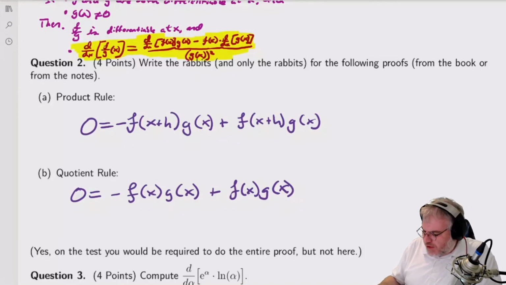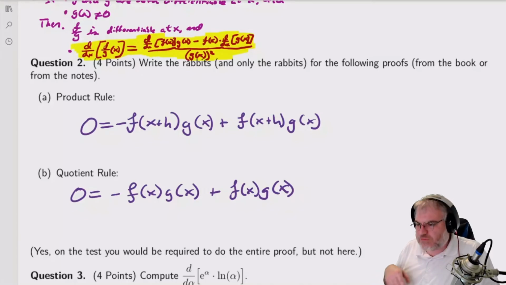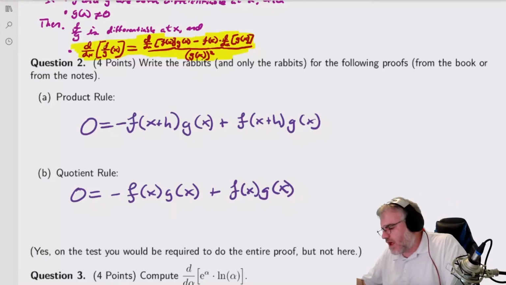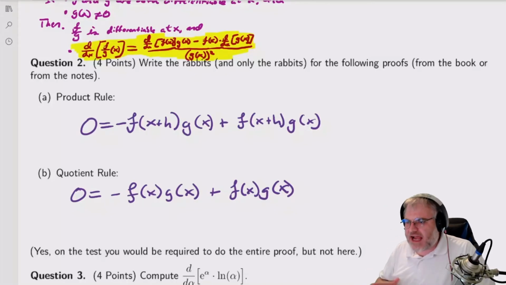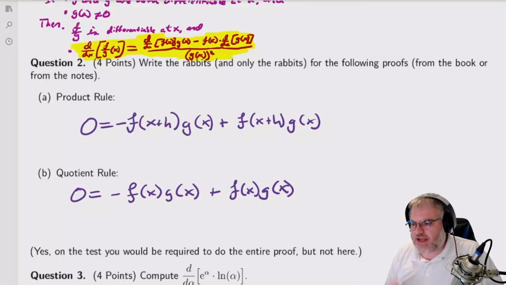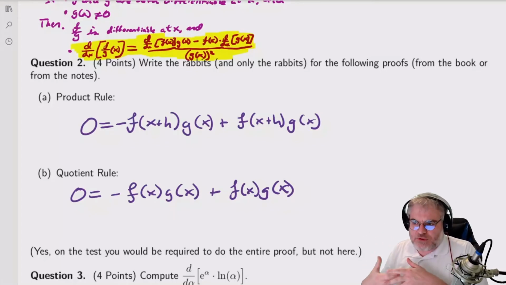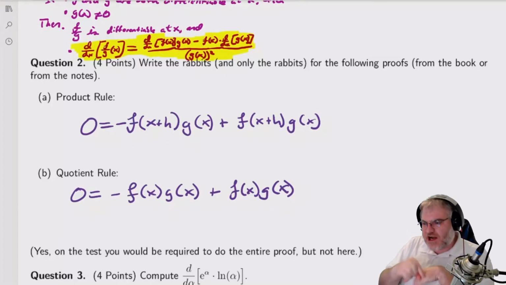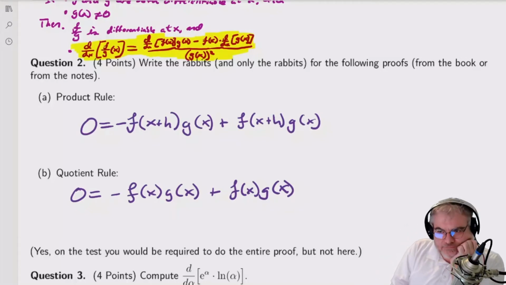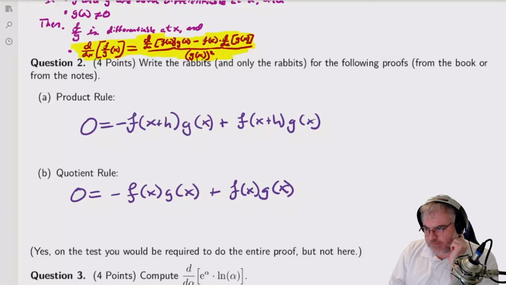If you have a physical book, you'd notice the Quotient Rule one was on page 109 in the textbook. It's the same proof. And the Product Rule one is the same proof I did in the notes. How do we feel about this idea that what I need to do is memorize a rabbit? I don't need to memorize a whole proof. I can reconstruct the proof if I know the rabbit and a little bit of strategy. There is a piece I have to memorize, but it's not the whole thing. That's the idea.